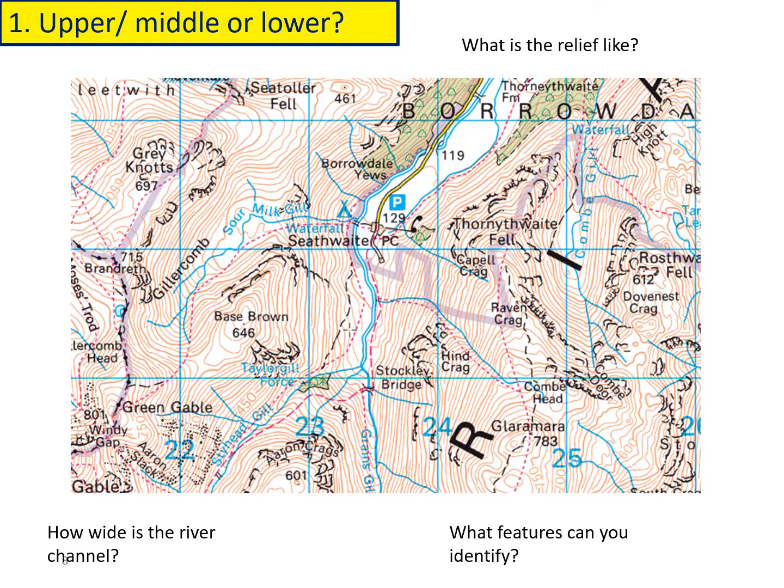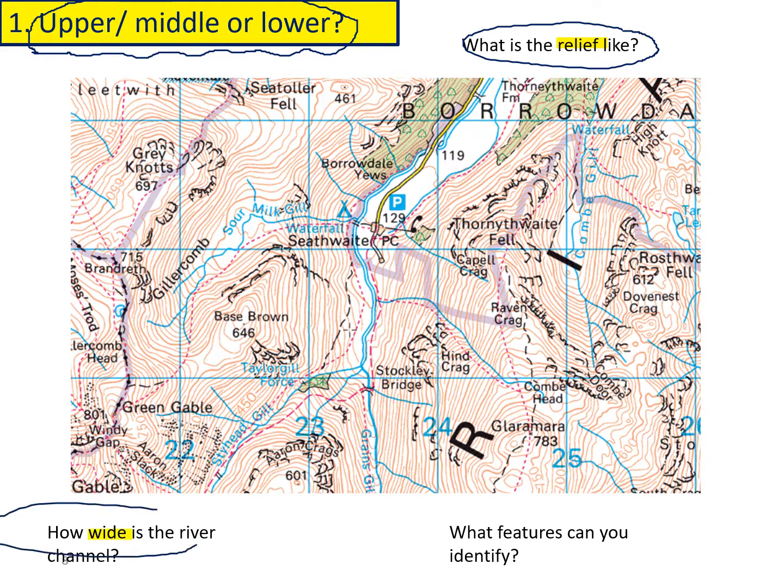You're going to now see 8 figures. It could be a map, it could be a photo, and I would like you to pause the video for each one and decide if the map or the photo is showing you the upper course, the middle course, or the lower course. I also want you to consider, what is the relief like? That word relief means how steep the land is. Is it high up? Is it low down? Is it steep? Is it gentle? Also, how wide is the river channel? And then lastly, what features can you identify? Number 2 coming up.